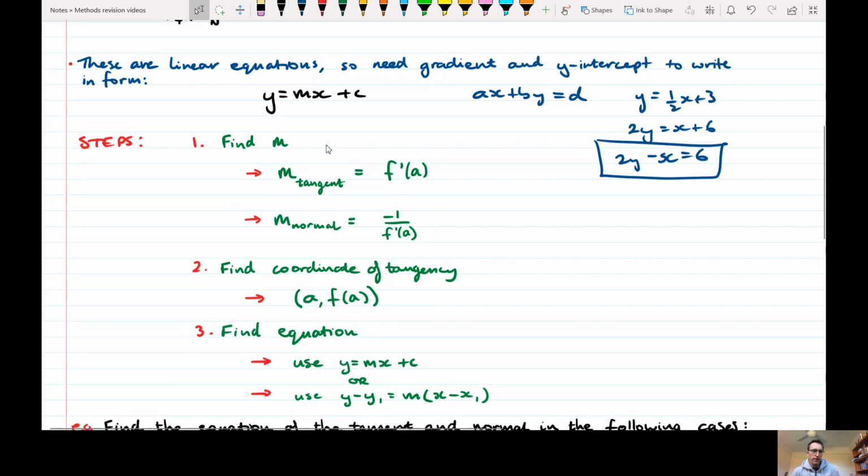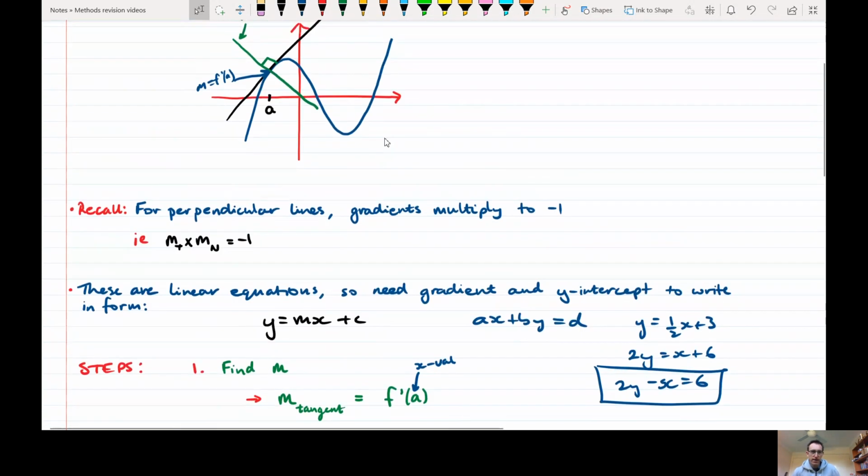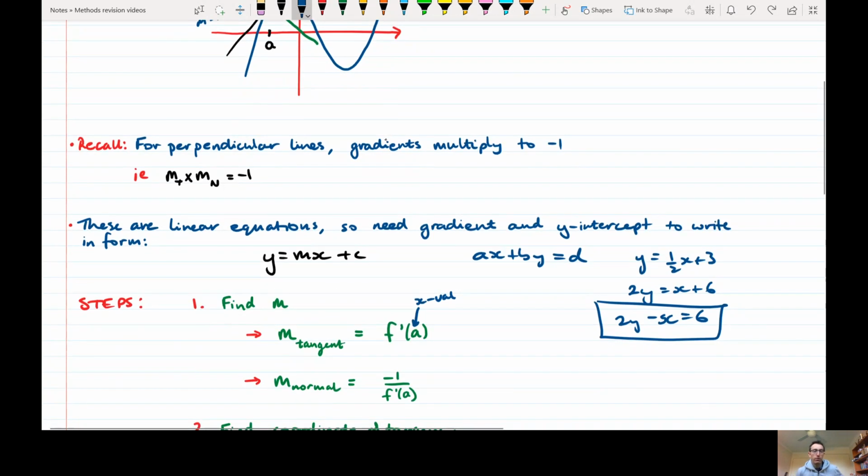So here are your steps. First of all, you need to find the gradient, just like you would normally with a straight line. You find the gradient using rise over run. In this case, though, the gradient is found by finding the derivative. So to find the gradient of your tangent, it's just a derivative, and you substitute the x value that's given in. In the diagram here before, that was just the value of a marked down here, but the value of a, of course, can be anything depending on what you're given.